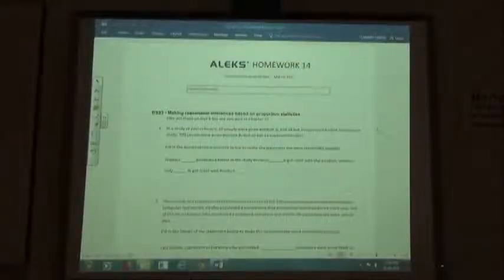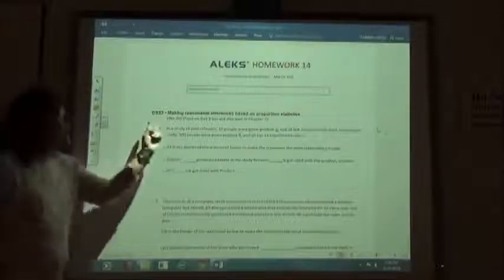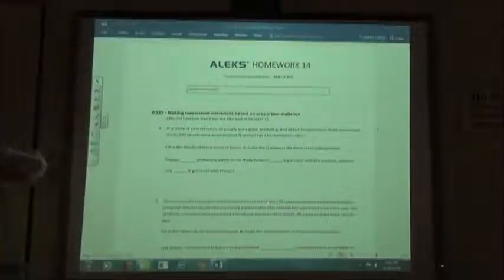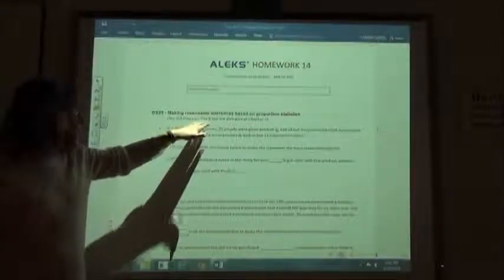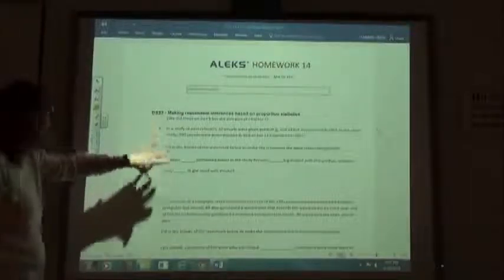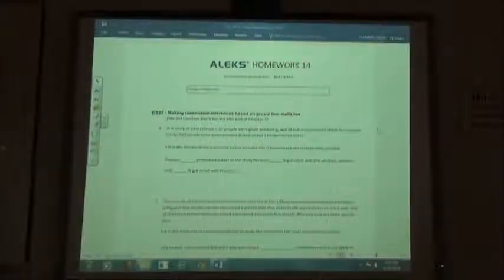All right, so chapter 7 has making reasonable inferences based on proportion statistics that we also covered on homework day 8 as part of chapter 3. But if you didn't get it done in chapter 3, it's going to show up in chapter 7. So just to refresh your memory, these are the exact same ones we did on homework day 8.